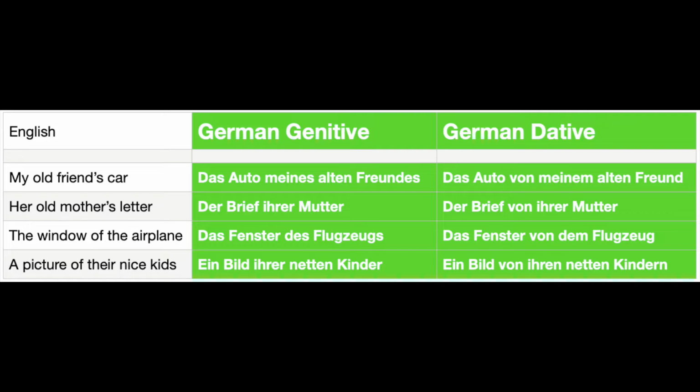A picture of their nice kids, ein Bild ihrer netten Kinder, becomes in dative ein Bild von ihren netten Kindern. You'll see that in order to replace the genitive case here in German, you'll often have to use the dative preposition von. Okay, let me quickly touch on expressions or phrases in the genitive case in German.